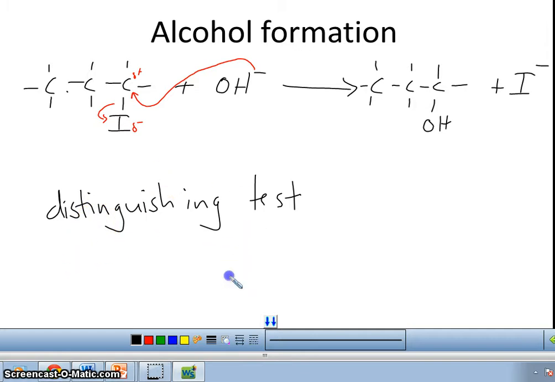Brilliant. So yeah, primary are slow, secondary are faster, and tertiary are super duper fast, like super duper. We might see if we can do an experiment on that, if we have time to fit that in. Cool.